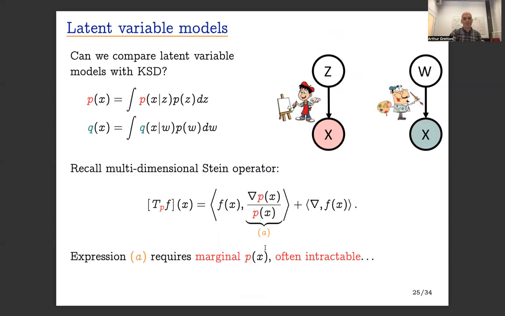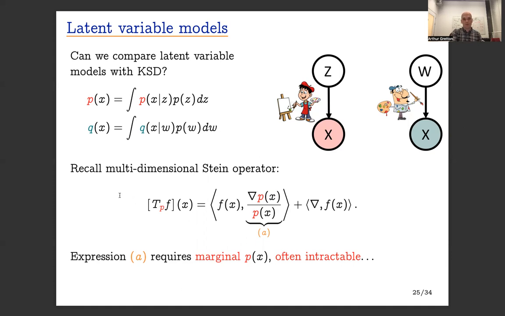Okay, so now let's illustrate this. So P of x is the integral of P of x given z, p(z) dz. Q of x is the integral of Q of x given w, p(w) dw. Now, very often we will not be able to do these integrals in closed form. So if our models are sufficiently complicated, as the one in the previous slide, we don't have closed form expressions for these marginal distributions, P of x and Q of x, right?